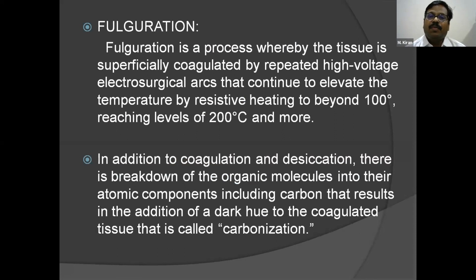Fulguration. Fulguration is a process whereby the tissue is superficially coagulated by repeated high voltage electrosurgical arcs that continue to elevate temperature by resistive heating to beyond 100 degrees Celsius, reaching levels of 200 degrees Celsius and more. In addition to coagulation and desiccation, there is a breakdown of the organic molecules into their atomic components, including carbon, that results in the addition of a dark hue to the coagulated tissue that is called carbonization.